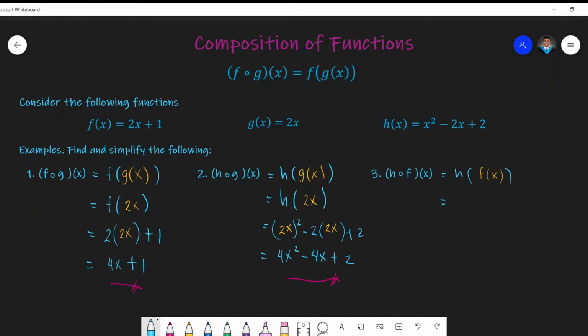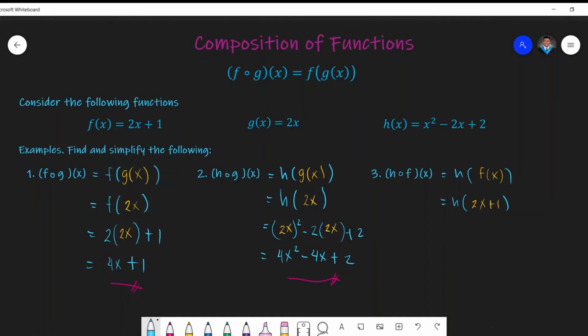So again, the value of f of x there is just equal to 2x plus 1. So we replace that there. So you have h of the value of f of x, which is equal to 2x plus 1. Next, as you can see, this is now the evaluation of a function. Ang ibig sabihin nito, we just simply evaluate this function when the value of x is just equal to f of x, which is 2x plus 1.